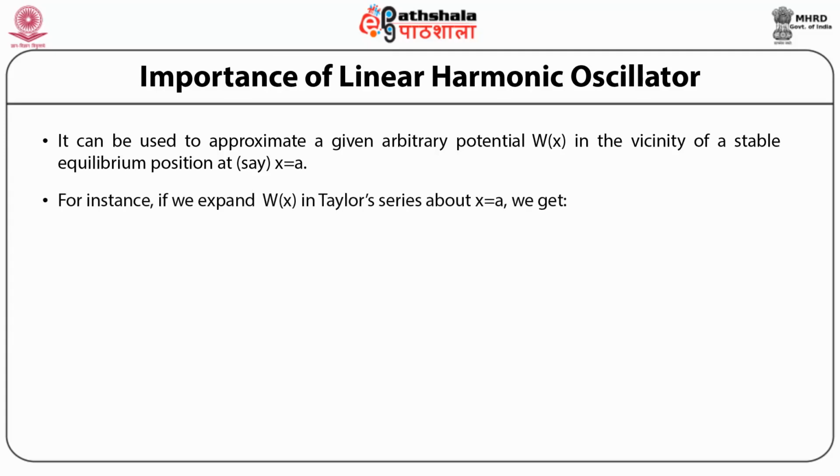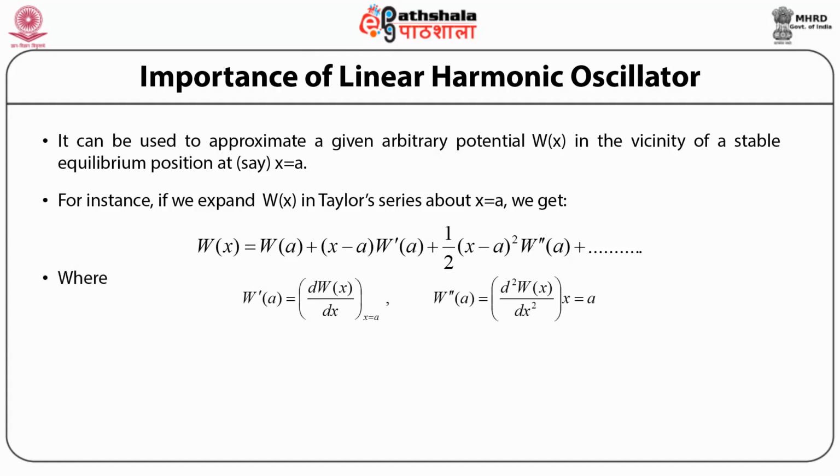For instance, if we expand W of x in Taylor series about x is equal to a, we get W of x is equal to W of a plus x minus a times W prime of a plus 1 by 2 x minus a whole square W double prime of a plus so on, where W prime of a is equal to dW of x by dx at point x is equal to a, and W double prime of a is equal to d2W of x by dx square at point x is equal to a.